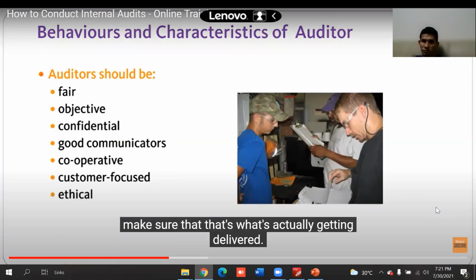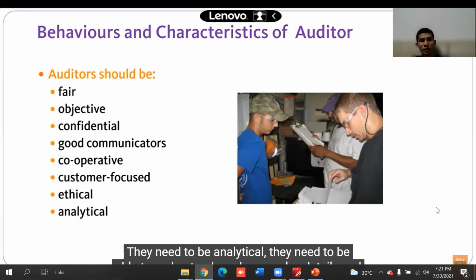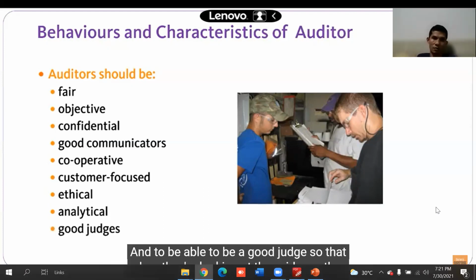They need to be ethical, so they can't be underhanded and undermine the audit with unethical behaviour. They need to be analytical, so they need to be able to understand maybe complex details, be analytical in that, and make a judgment call. And to be a good judge, so that when they're looking at the evidence they can see right from wrong and judge what's good and what's bad.